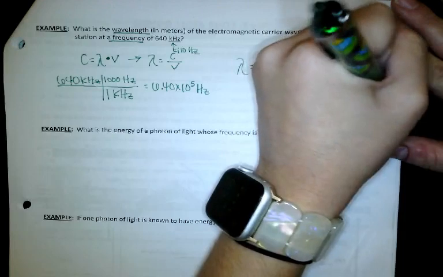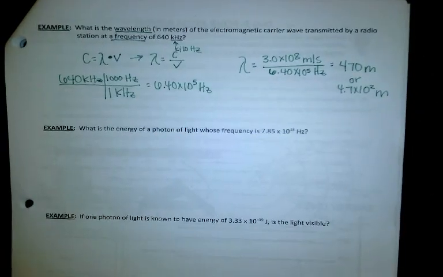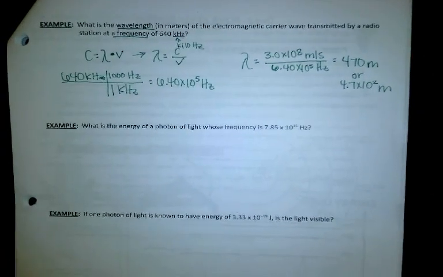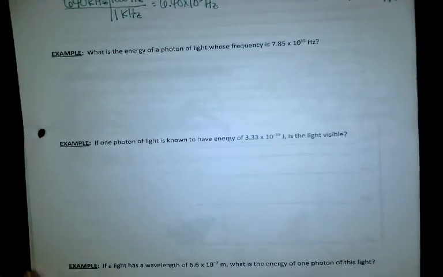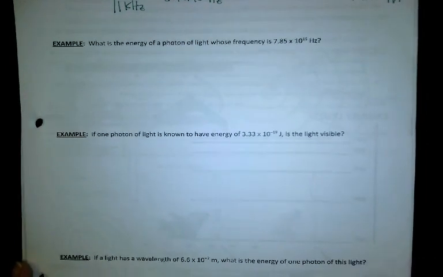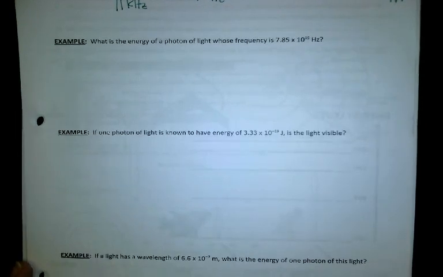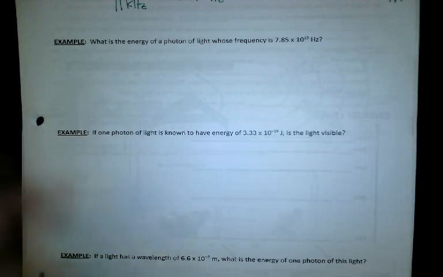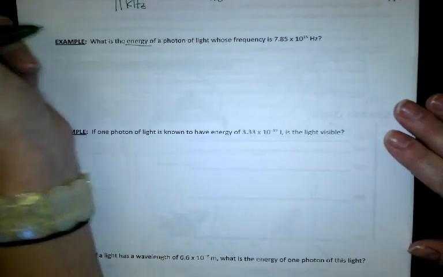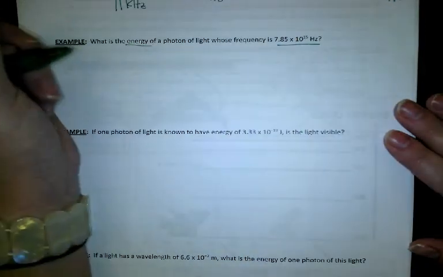Think about that. Now the next example is, what is the energy of a photon of light whose frequency is 7.85 times 10 to the 15th hertz? Okay, so in this case we're looking for energy, and we're given frequency. So we're going to use our equation. Energy is equal to Planck's constant times frequency.